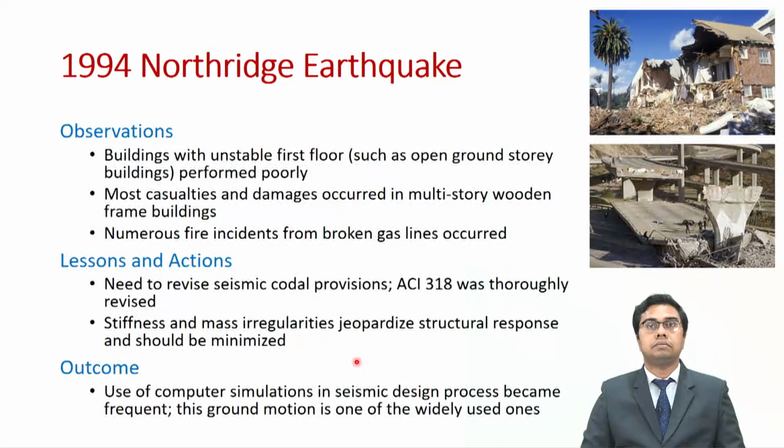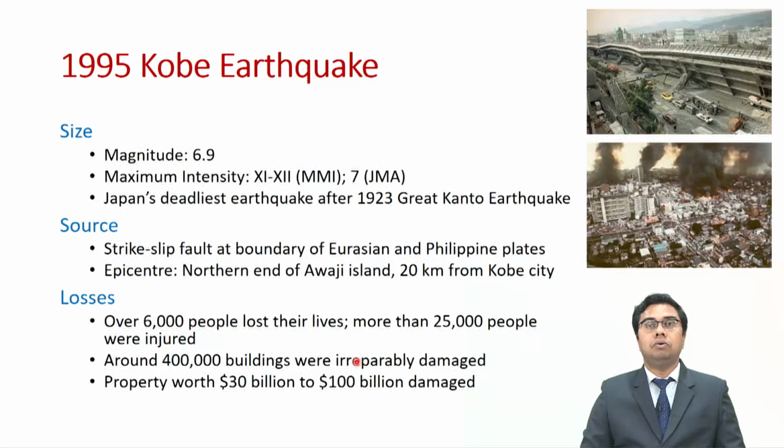Let us look at the 1995 Kobe earthquake in Japan. The magnitude of the earthquake was 6.9 and the maximum intensity was as high as 11 to 12 on the modified Mercalli intensity scale and 7 on the JMA, Japan Meteorological Agency scale, which goes from 1 to 7. So the maximum intensity was the highest, and it is Japan's deadliest earthquake after the 1923 Great Kanto earthquake.